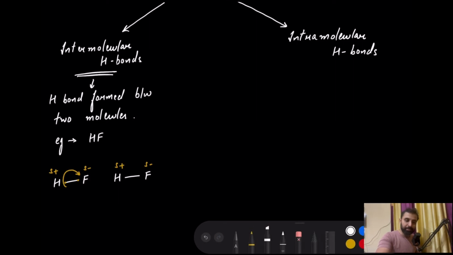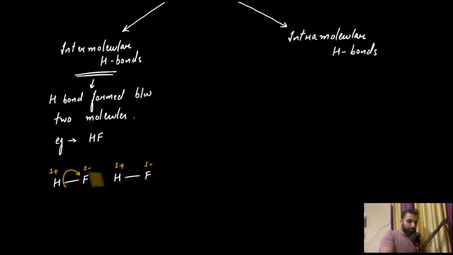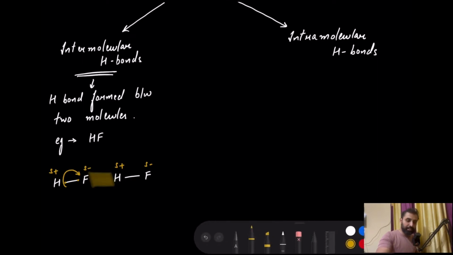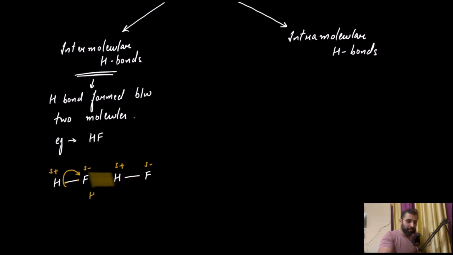Now what's going to happen? These two oppositely charged poles will form interactive force with each other, and this interactive force is called hydrogen bond, and you can clearly see that the positive pole is hydrogen and negative pole is fluorine.